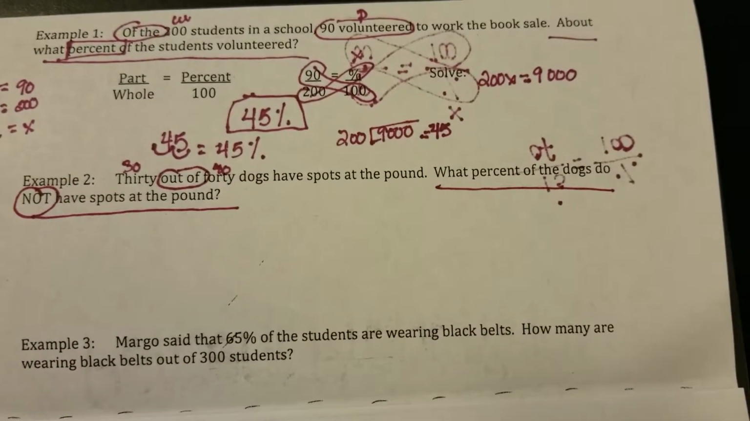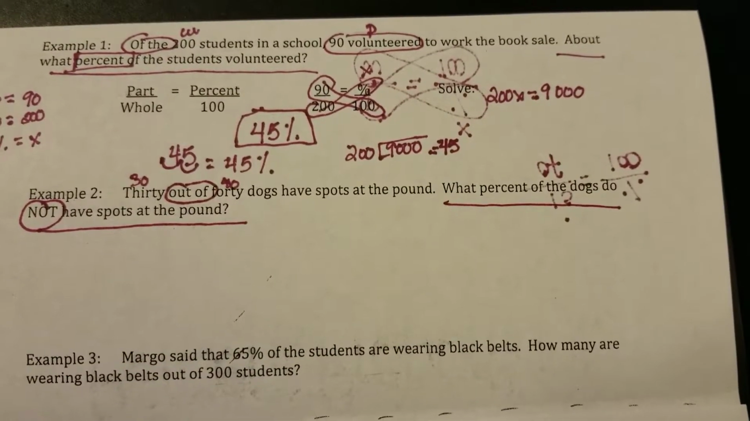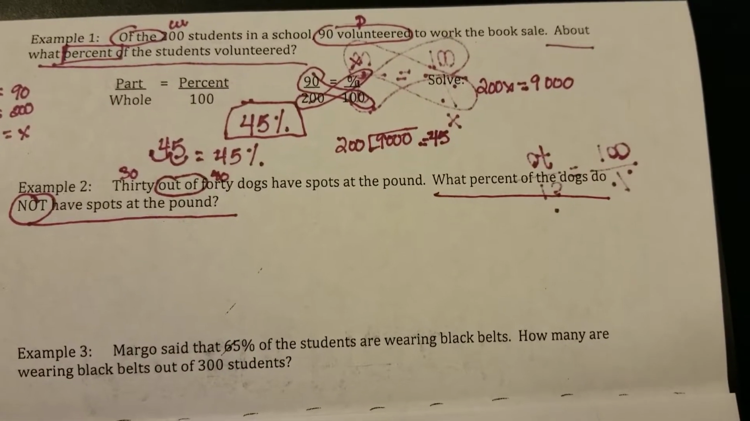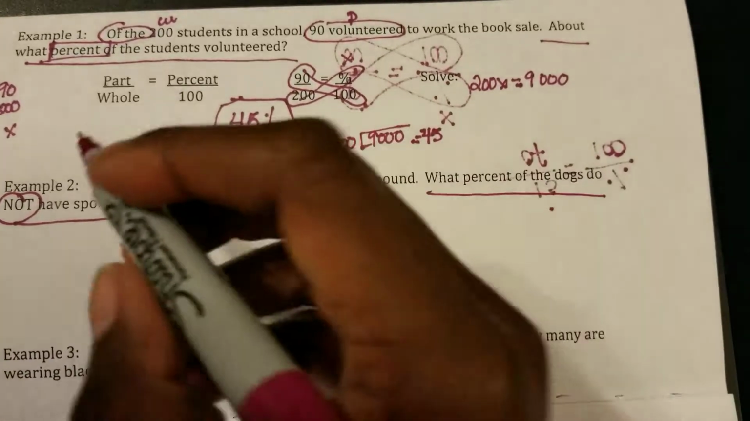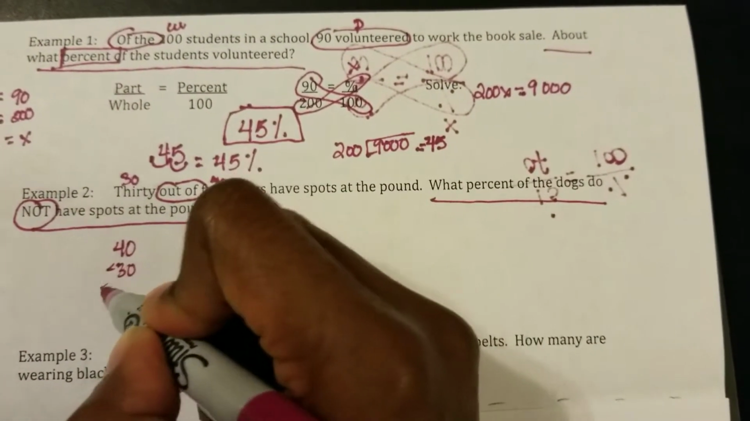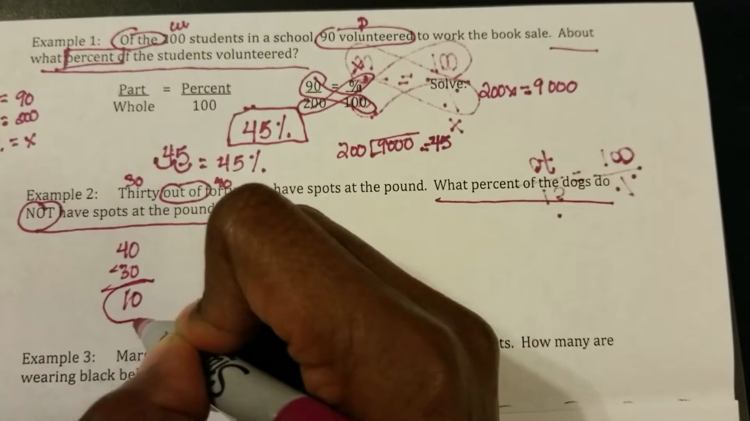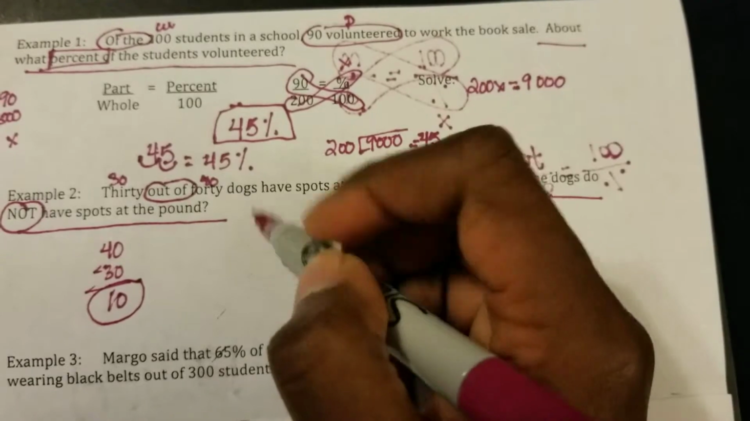Okay, so we know how many have spots, 30 out of 40. So what percent do not have? So if 30 out of 40 do, to figure out how many do not, we can do 40 minus 30. So we know that 10 do not. So this is the number we need to use here. We need to use 10 and not 30.